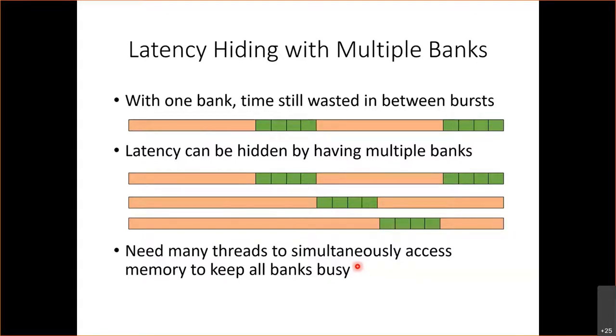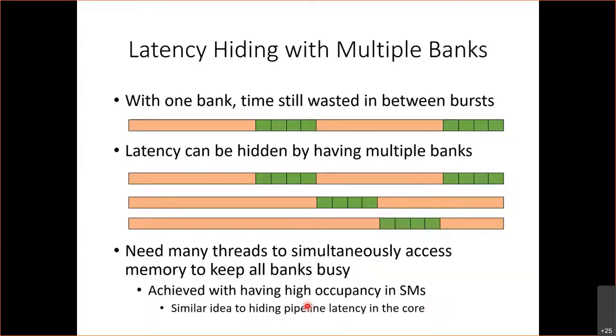Similarly, we want to have many more memory accesses than we can simultaneously read from our DRAM, so that while we're waiting for one access to complete from one of the banks, another one is completing in another bank. And the way we achieve this is using the same technique, having high occupancy. So by having high occupancy in our SMs, this both helps us hide the pipeline latency in the core, but these many threads also ensure that we have many memory accesses in order for us to be able to hide the memory access latency when accessing DRAM.